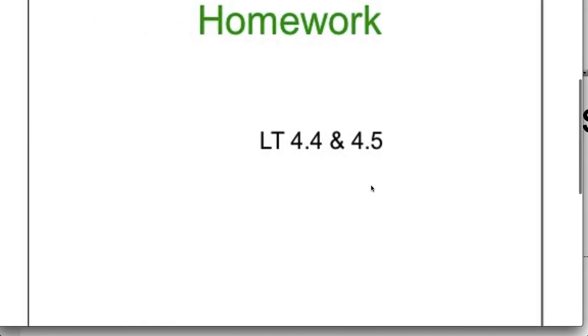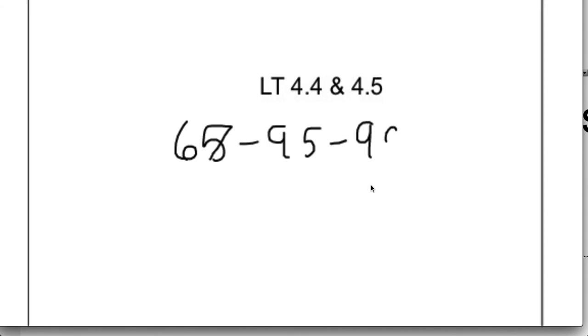So in this 4.4 and 4.5, the biggest thing that you should come away with is an understanding of our 68, 95, 99.7 rule, and how to use that, how to interpret that. And again, the examples that we did on the last page go in both directions. The first example told you it was 68% and you had to find the range of scores. And then the last two examples gave you a certain score and said what percent of students would fall in that range.